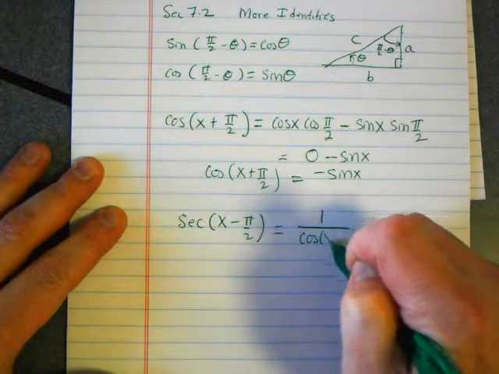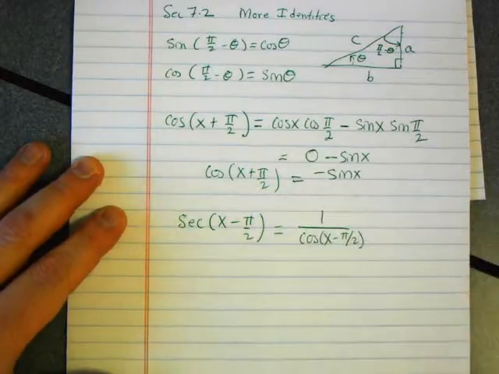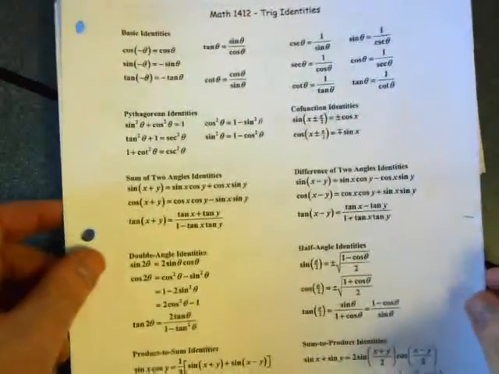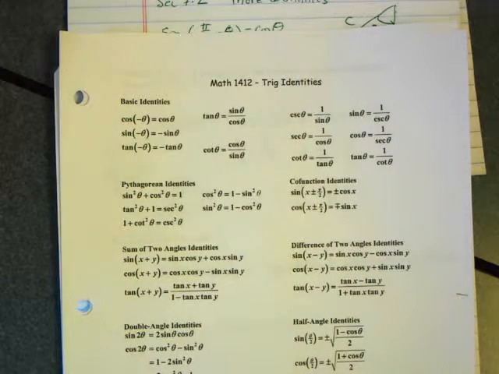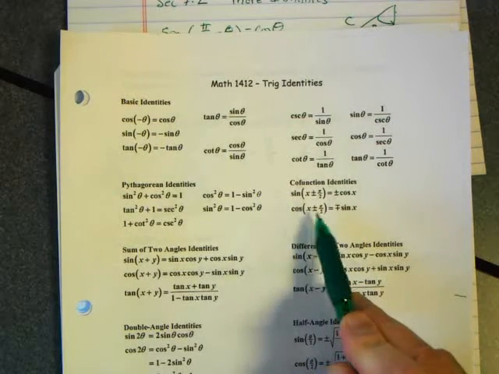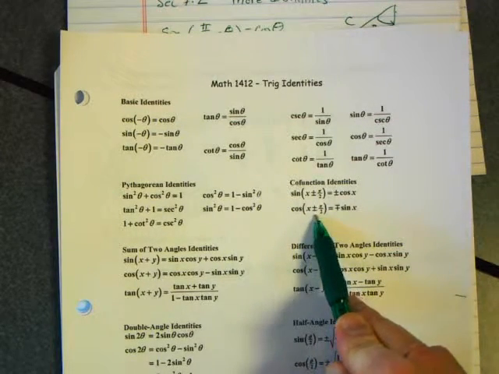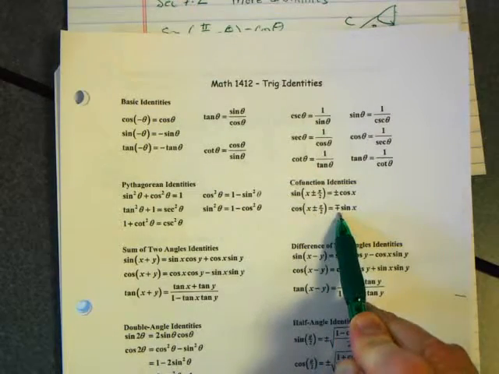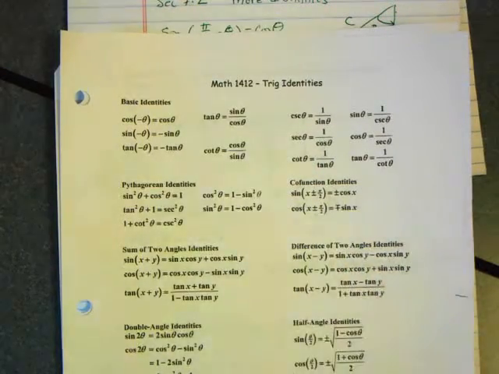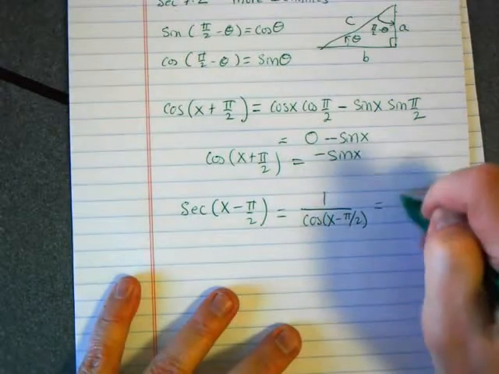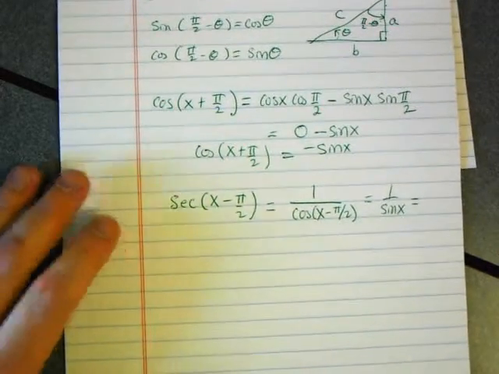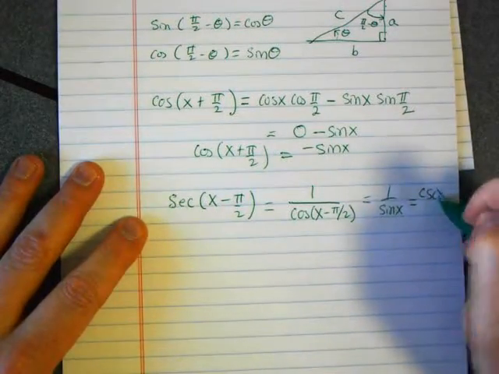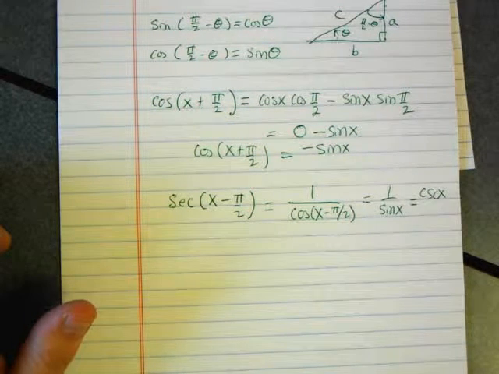cosine of x minus pi over 2. And now I can look on my sheet. What's the cosine of x minus pi over 2? Sine x, because the minus is on bottom here, the plus is on bottom there. So the minus goes with the plus. So this is 1 over sine x. And 1 over sine x, we could write that as cosecant x. Questions on that?